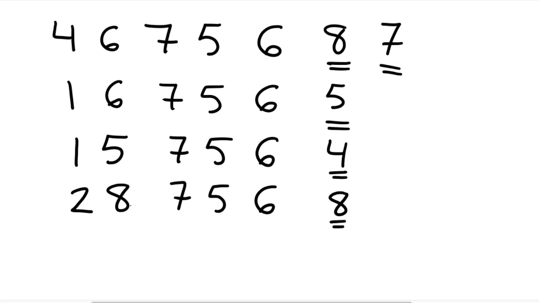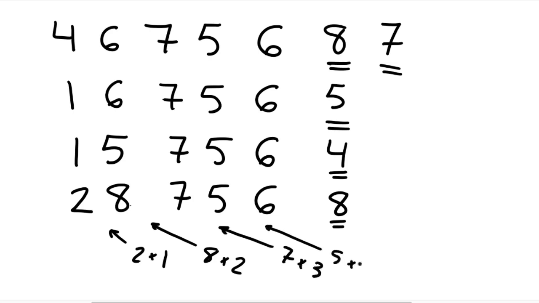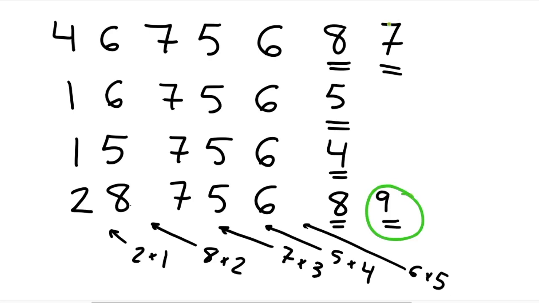But now, watch the staircase. 2 times 1 is 2, 8 times 2 is 16, 7 times 3 is 21, 5 times 4 is 20, and 6 times 5 is 30. The sum there gives us 89, so the staircase checksum is 9, and we know there's a problem.